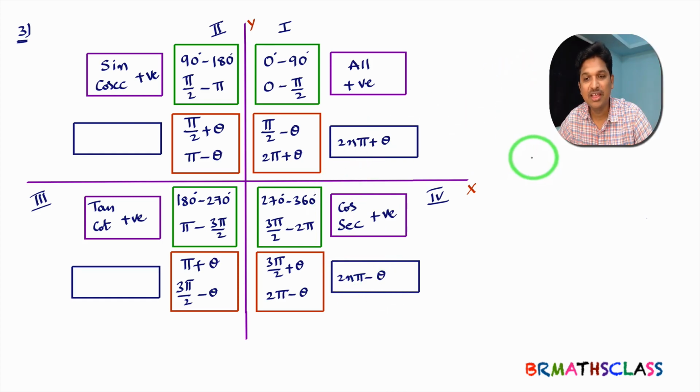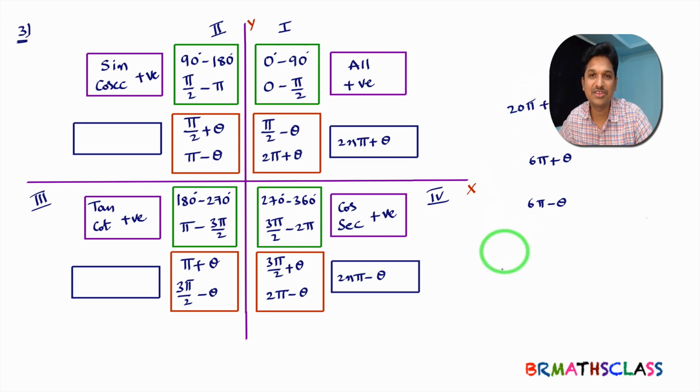For example, 6 pi. 6 is an even number. 6 pi plus theta lies in which quadrant? It lies in the first quadrant. 6 pi minus theta lies in which quadrant? It lies in the fourth quadrant. Even number 20 pi plus theta lies in which quadrant? First quadrant. 24 pi minus theta, even number into pi minus theta, lies in the fourth quadrant. So, even number into pi plus theta, first quadrant. Even number into pi minus theta, fourth quadrant.